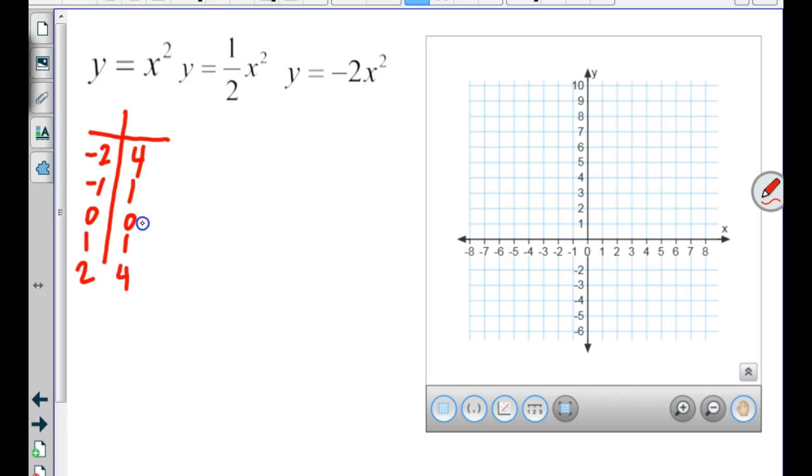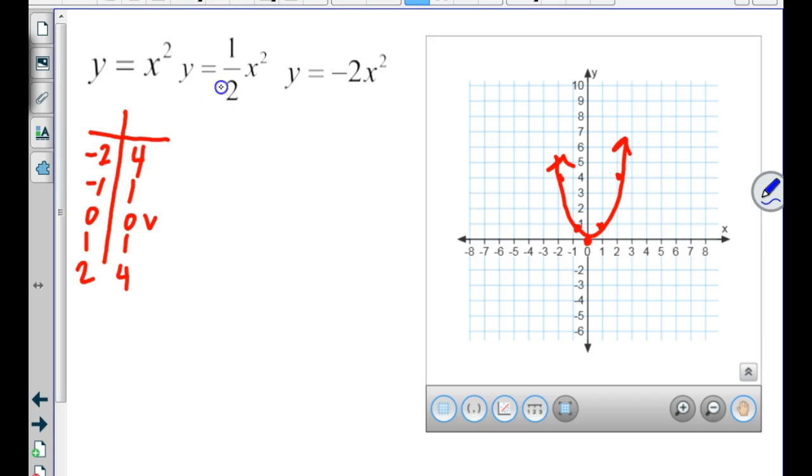So when you have a vertex at 0, 0, if you go out 1, either way, it goes up or down 1. If you go out 2, it goes up or down 4 because you're squaring it. Does everybody get that? Okay, so let me graph that red one.